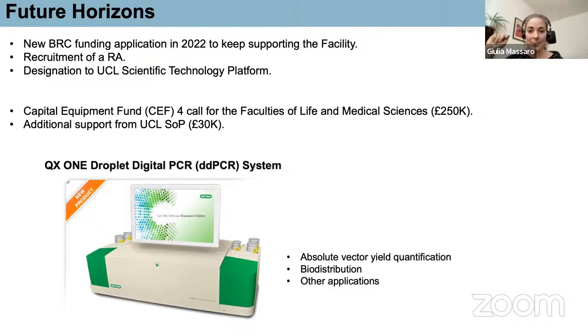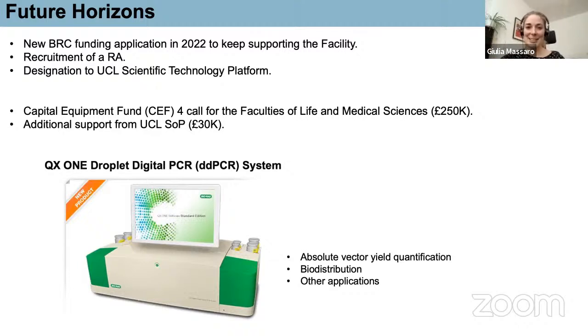And then I have to say I'm very pleased. This is news of a couple of days ago. We've been successful in this grant, the Capital Equipment Fund, the CEF4 call. We got awarded around £250,000. And then on top of that, we're going to have another additional support from the UCL School of Pharmacy of an extra around 30K. And this money is going to be used to buy a digital droplet PCR.